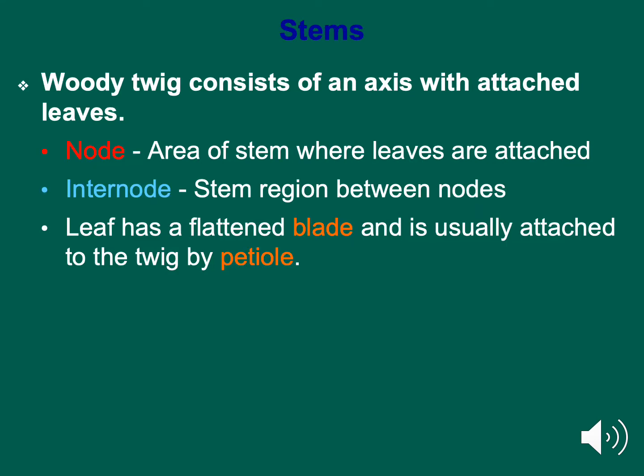Now, leaves are attached to stems, and stems are basically connective structures that connect leaves to the roots. They can be involved in storage, but their main job is transport. On a stem, you have two regions. You have the node, which is where new leaves and flowers emerge, and the internode, which is the space between the nodes. The leaf blade attaches to the node by a little twig structure called the petiole.